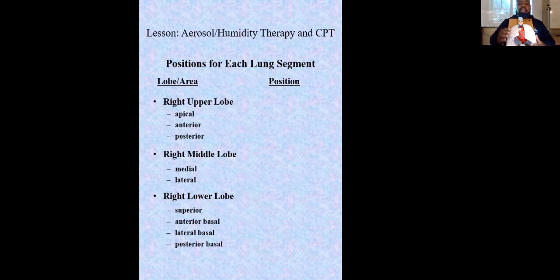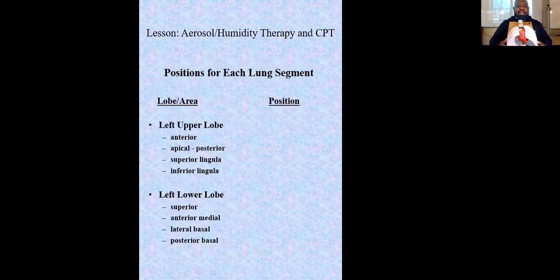Then you have the right lower lobe down here. Right lower lobe, first in the back is the superior. Don't forget that from the video we watched. You have a superior segment, which is in the back, right? Then you have anterior basal, lateral basal, posterior basal. Those are the segments of the right lung, upper, middle, and lower lobes, okay? And each one of those have a position in which to drain them, all right?